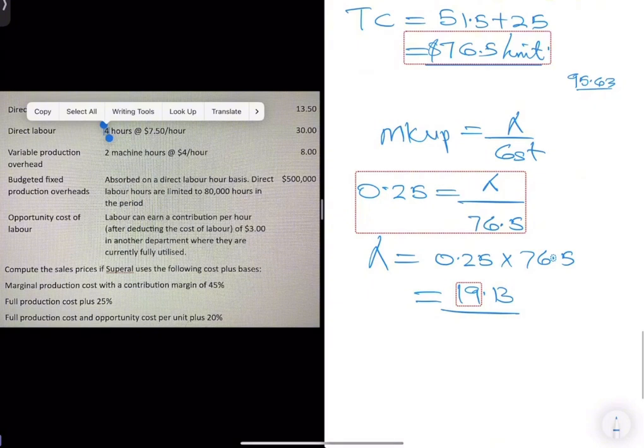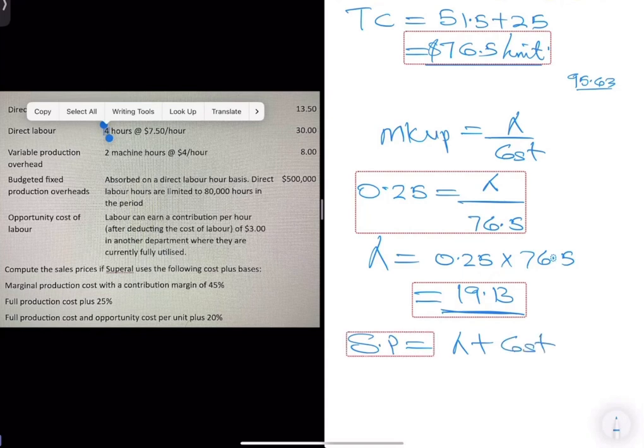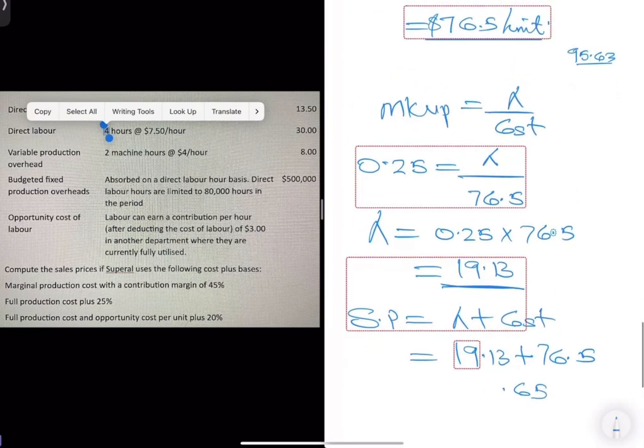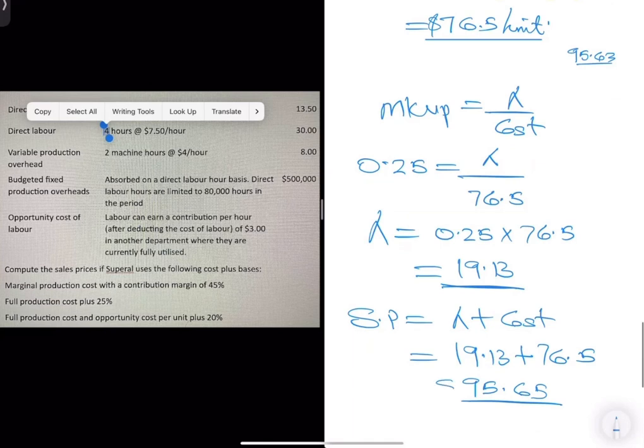If you know your profit, then it's easy because selling price equals profit plus cost. So that equals 19.13 plus cost of 76.5. And that's how you got 95.63. So if they want to use full cost plus, then they have to charge 95.63. Yeah.